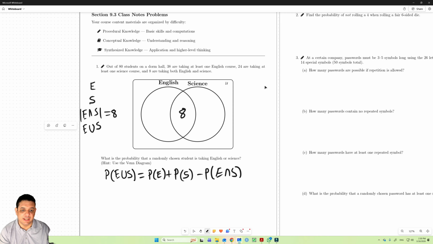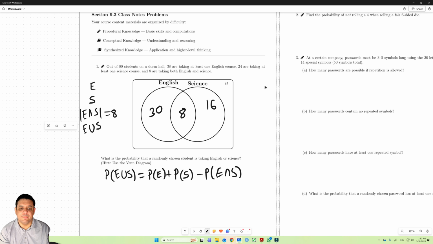We have 38 taking at least one English course. But we already have 8 that are taking English, so here we're going to have 30 people that are taking only English. And 38 is the total of the people that are taking at least one English course. They might be taking something else. Now, the same applies with science. 24 are taking at least one science course. But since we have 8 that are taking science and English, there needs to be 16 here. 16 plus 8 is 24.